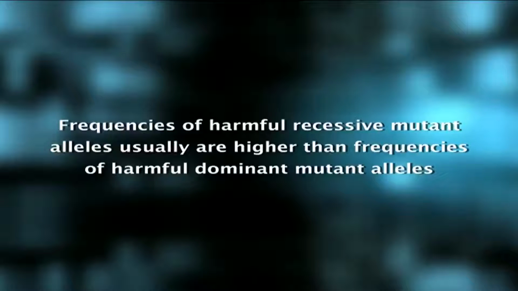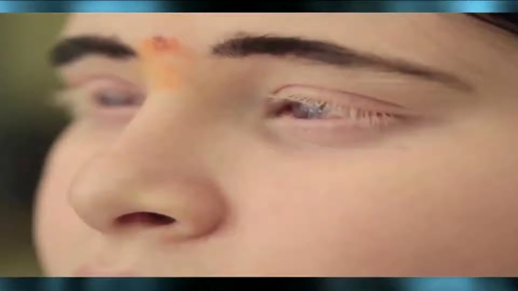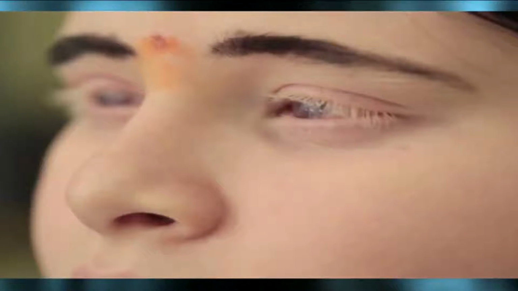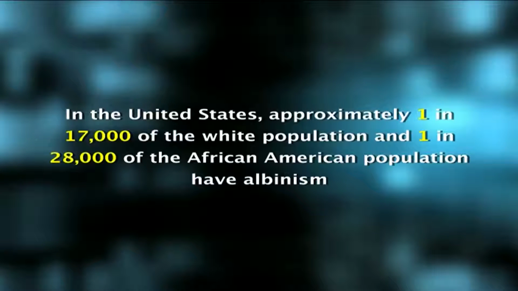Frequencies of harmful recessive mutant alleles usually are higher than frequencies of harmful dominant mutant alleles, because heterozygotes for the recessive mutant allele are not at a significant selective disadvantage. Nonetheless, individuals homozygous for harmful recessive mutant alleles usually are rare. In the United States, approximately 1 among 17,000 of the white population and 1 among 28,000 of the African American population have albinism.